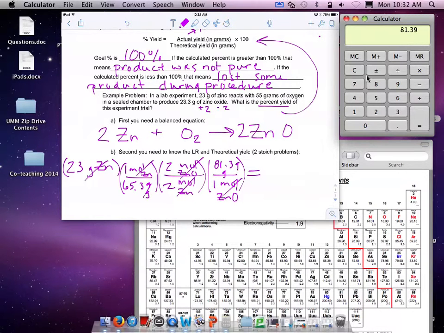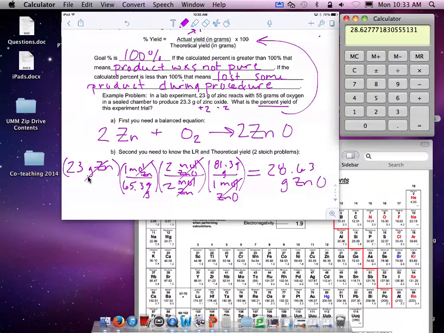So I'm going to take this number times 2 times 1 times 23, because those are all on the top. I'm going to take that divided by 65.39 divided by 2 equals. So 28.63, we'll round that off to 28.63 grams of zinc oxide. Now, remember, we're not quite done. That's the grams of zinc oxide I should produce if I run out of my zinc.